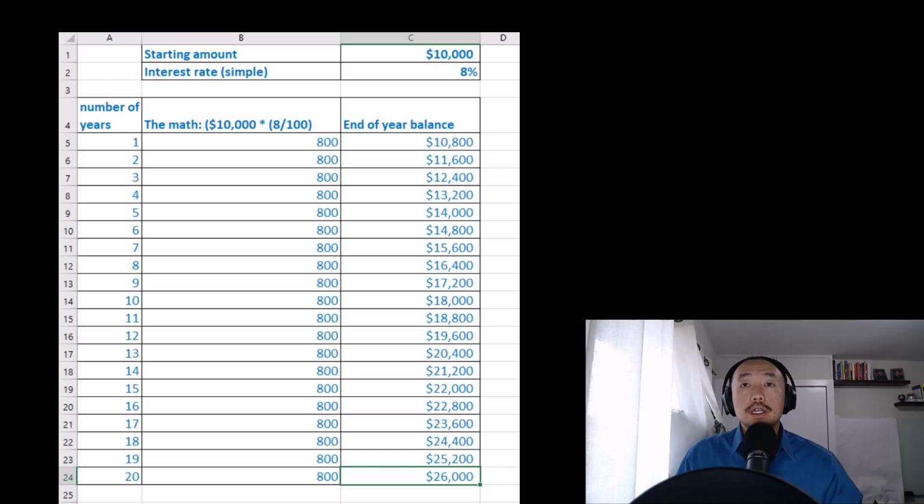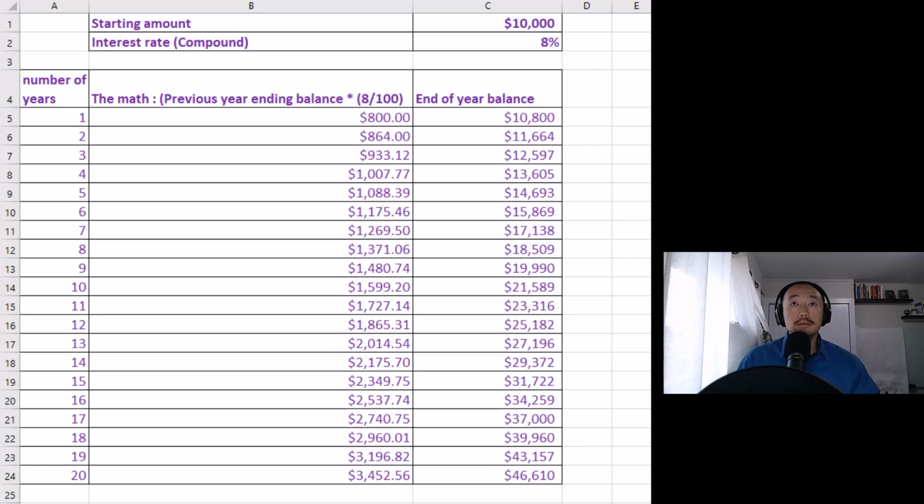Now let's see what it looks like when your money is in a compounding interest environment. In the second example, everything stays the same, but the only thing different is that your ending balance becomes the new amount the interest of 8% is applied to for the next year, meaning the interest your money has earned from previous years is also getting interest, or said differently, my interest is earning interest. As you can see, at the end of 20 years you'll have $46,610 if your money was compounding interest.